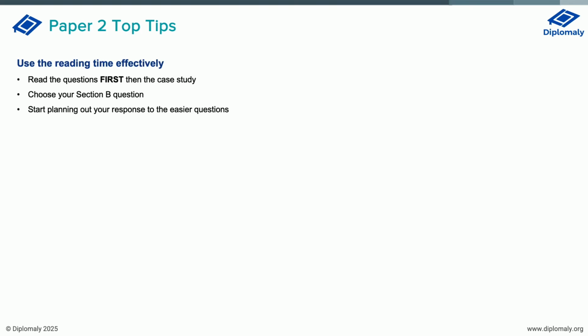Finally, let's go through some top tips that can help you get a level 7. First, use the reading time effectively. We recommend you choose which section B case you'll do in the reading time. When choosing your case study in section B, read the questions first, then read the case study.